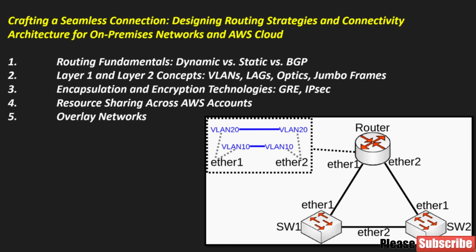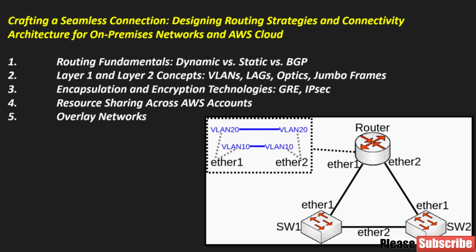So in a nutshell, we can say designing a routing strategy and a connectivity architecture between on-premises networks and the AWS cloud demands a comprehensive understanding of networking fundamentals, security protocols, and cloud infrastructure. By carefully considering routing protocols, layer 1 and layer 2 concepts, encapsulation and encryption technologies, resource sharing strategies, and overlay networks, businesses can create a robust and secure connection. And actually, this not only ensures optimal performance, but also lays the groundwork for future scalability and adaptability in an ever-evolving technological landscape.